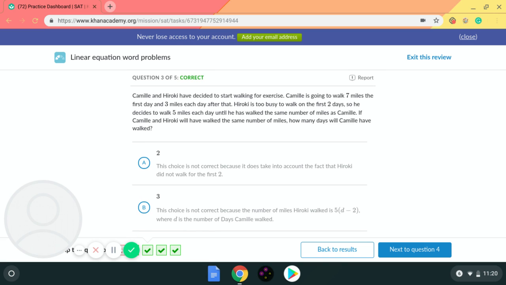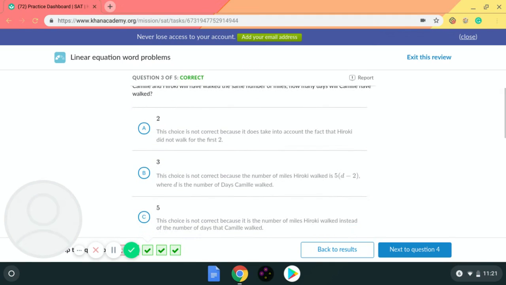Camille and Hiroki decide to start walking for exercise. Camille is going to walk 7 miles the first day and 3 miles each day after that. Hiroki is too busy to walk on the first 2 days, so he decides to walk 5 miles each day until he has walked the same number of miles as Camille. If Camille and Hiroki will have walked the same number of miles, how many days will Camille have walked?